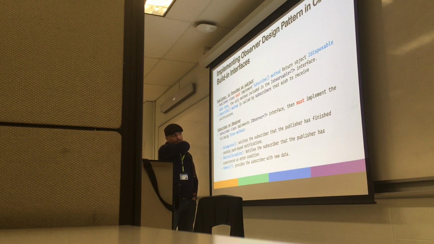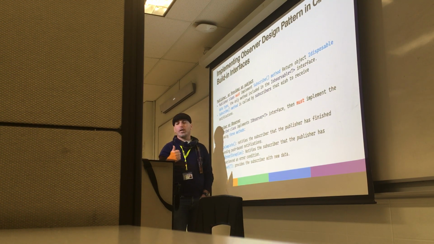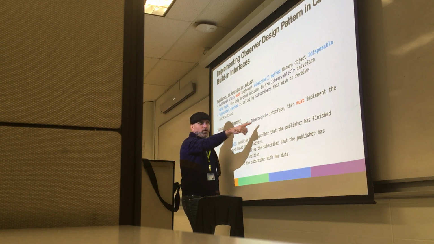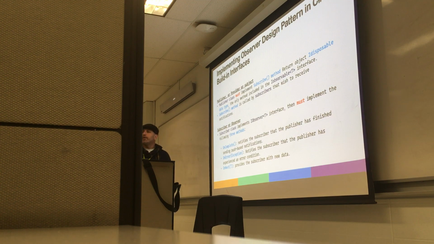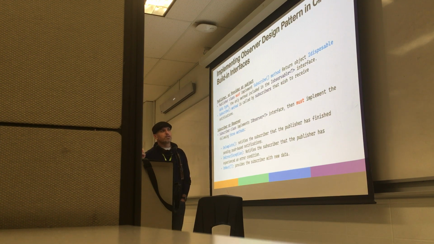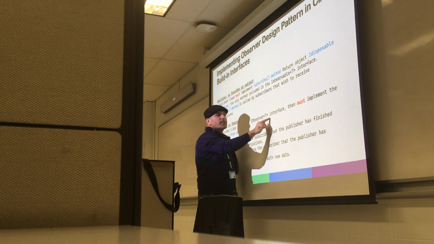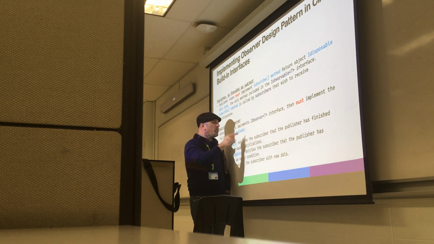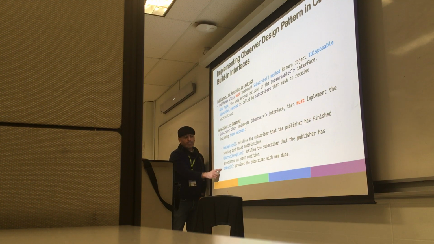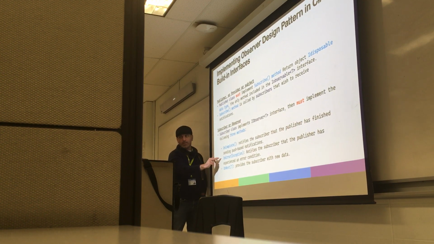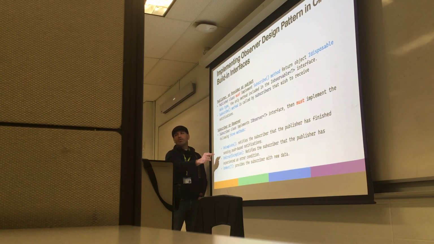The subscriber or observer class implements IObserver of T, where T is replaced by the notification class. The IObserver interface must implement all the methods inside it. We have three methods. One method is not important, just for error handling. The most important are this one and this one.